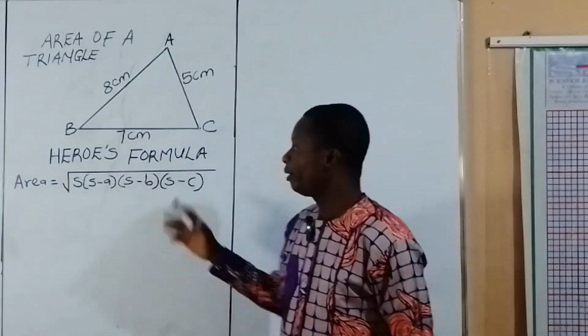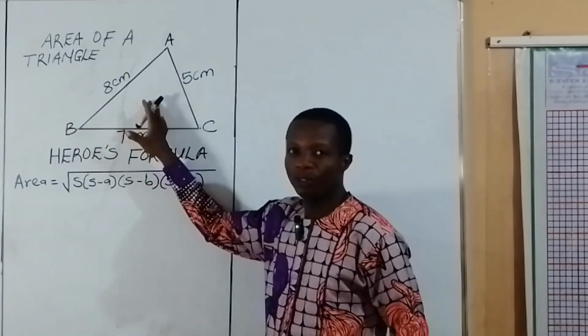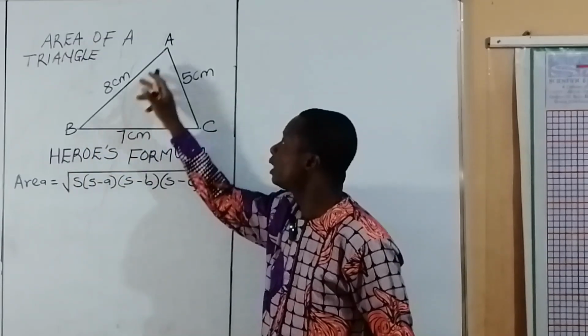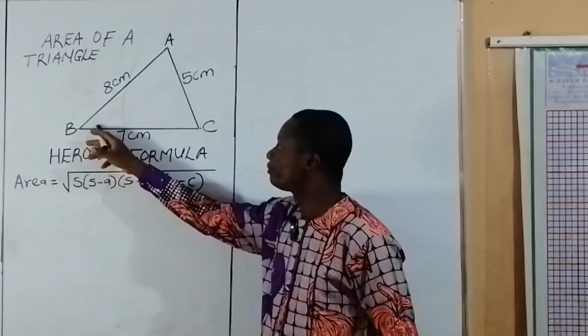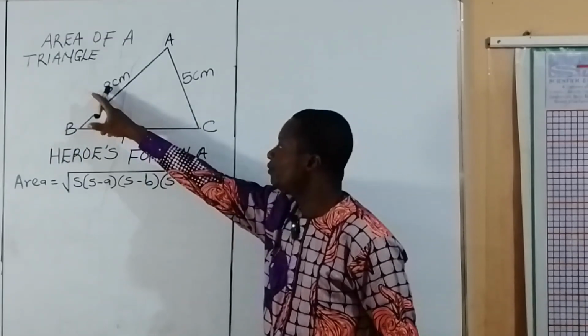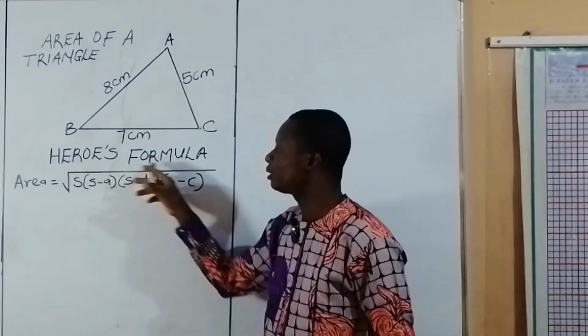So on the board right here is the area of a triangle. We have a non-right triangle. This triangle has no right angle inside of it, and we have to find the area of a triangle. In this case, if given the three sides, then we can apply Heron's formula.